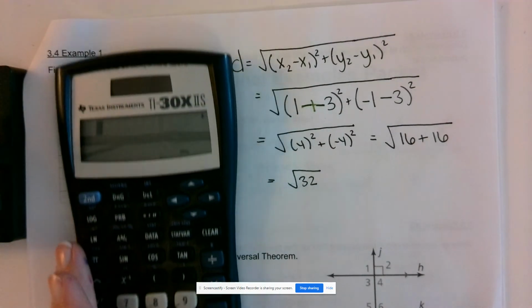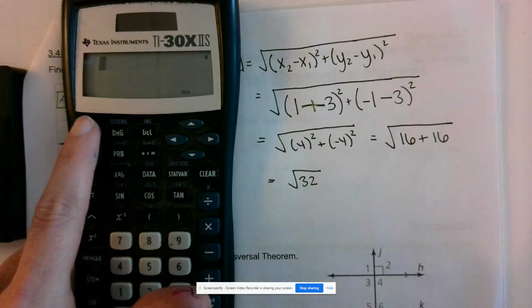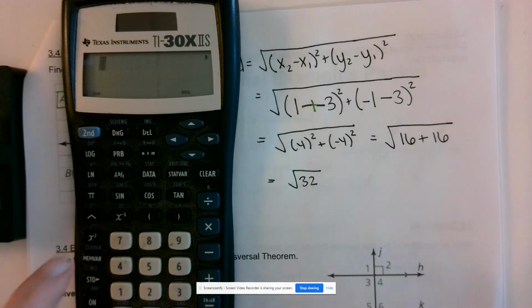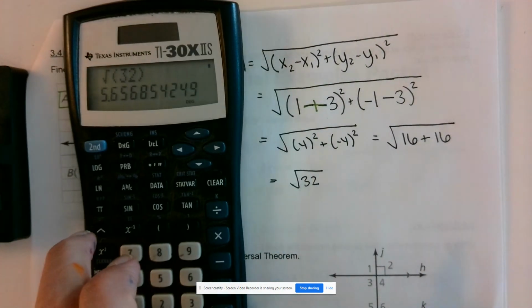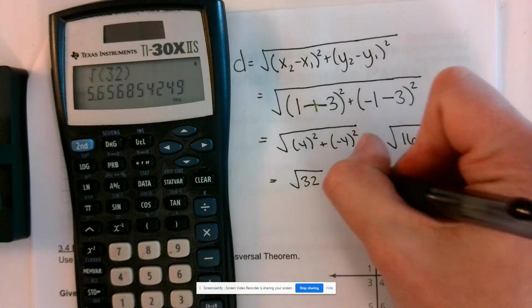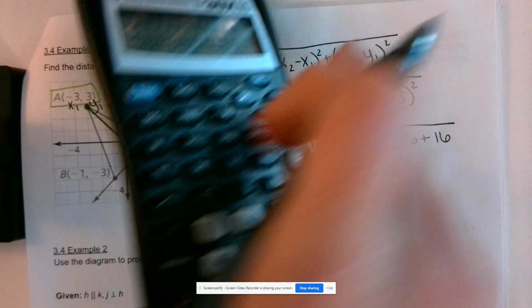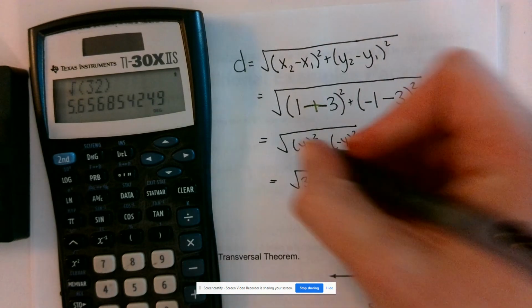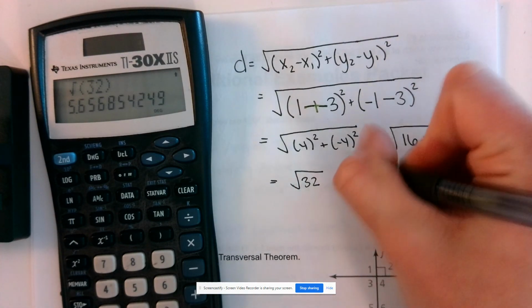Just as a reminder, to get to the square root on this particular calculator, you have to hit the second button, then the x squared button, and 32. They don't tell us what place value to round it to. I'll just round it to the tenths place. So the distance from point A to line BD is approximately 5.7 units.